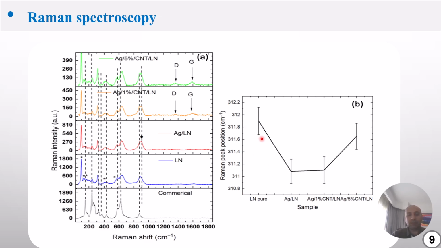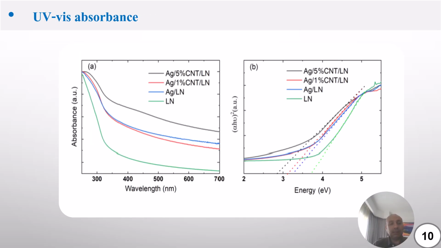The Raman peak position was also measured. We can see a red shift for Ag LN, Ag 1%, and after that it is blue shifted, and this also confirms the lower crystallinity observed in the XRD. So the correlation between the Raman and the TEM can be clearly seen.